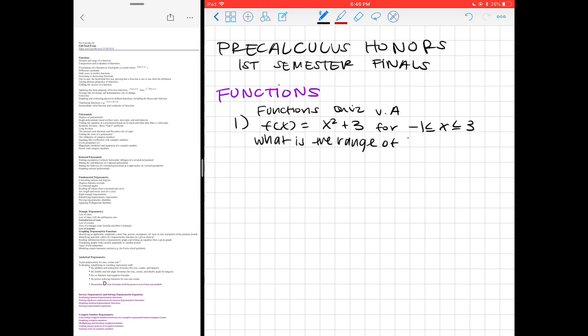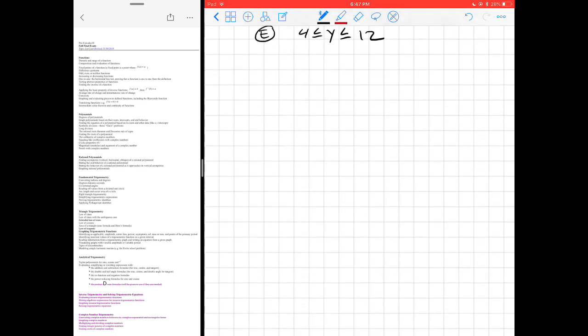So this problem is really quite easy. I think that how we should approach this is really just, if that's the domain, then let's plug in those values for x to find what the maximum and minimum value for y will be. So that'll be 4 for the minimum, and that'll be 12 for the maximum. So in the proper fashion of notation, we will be writing that the answer is answer choice E, which is 4 is less than or equal to y is less than or equal to 12.